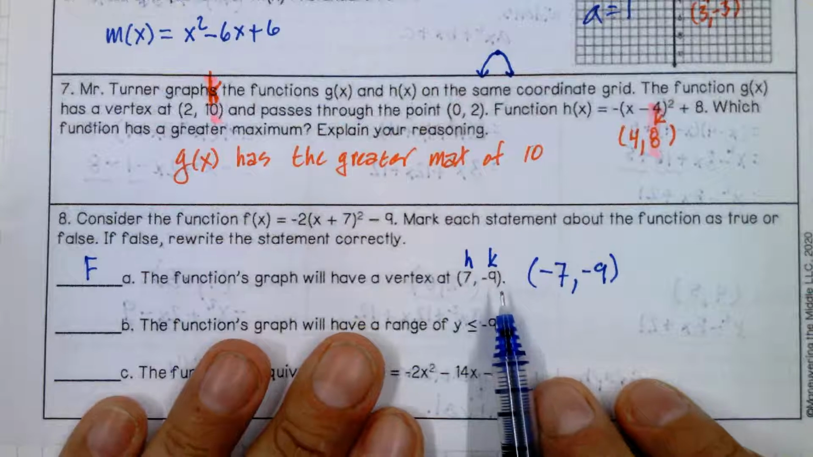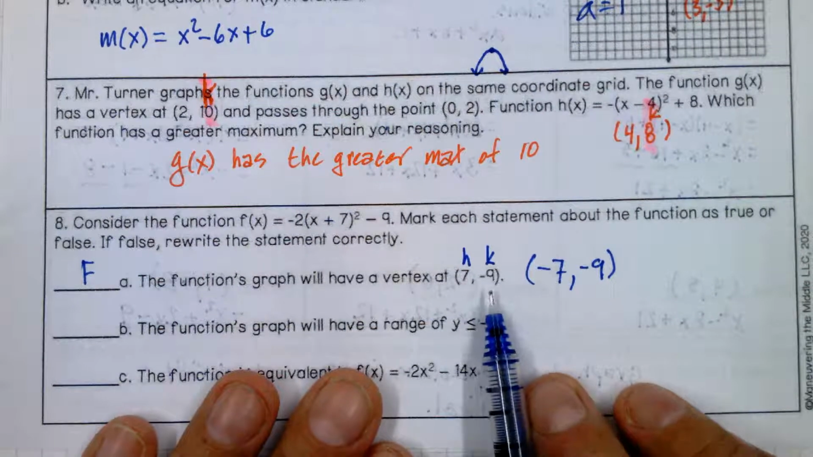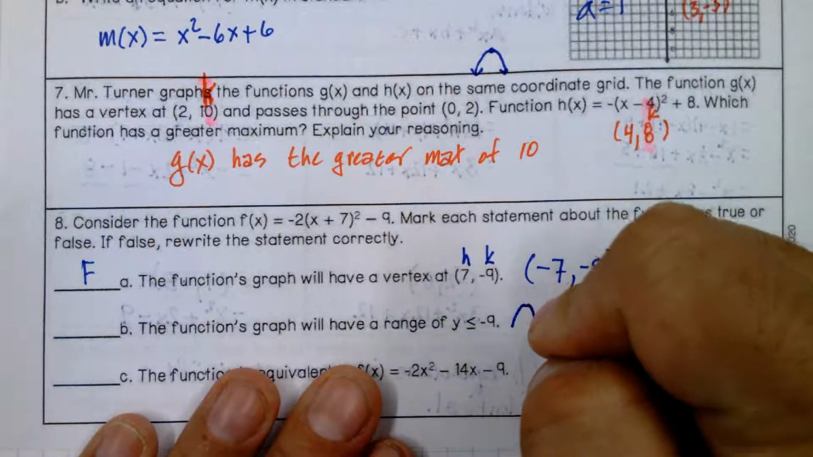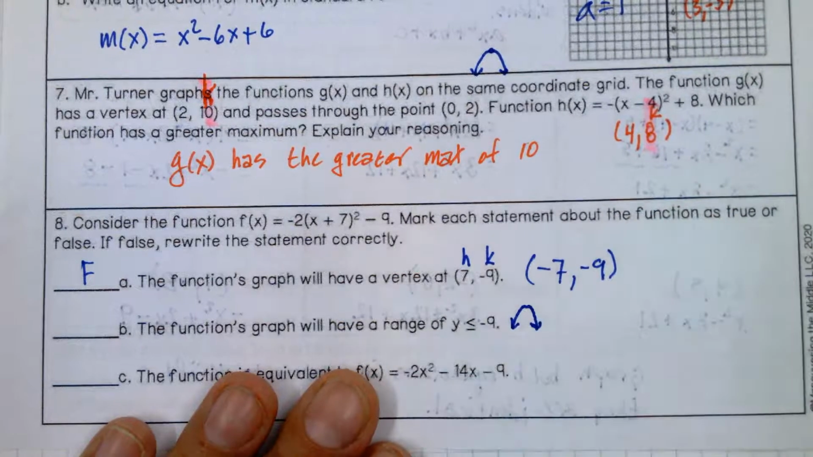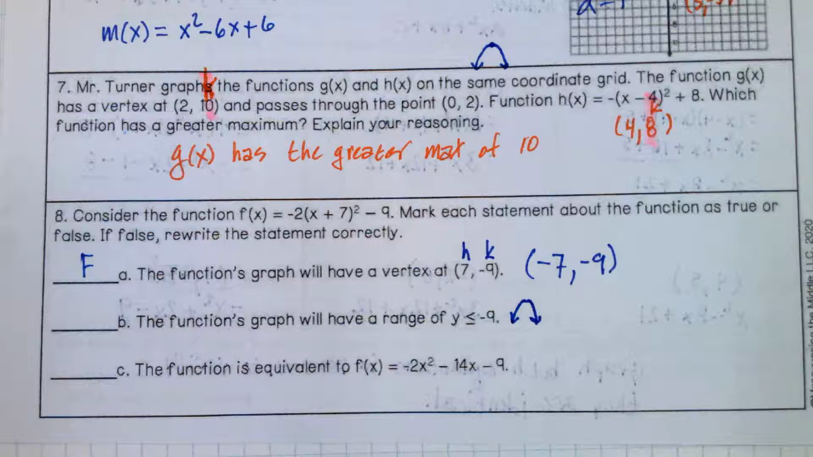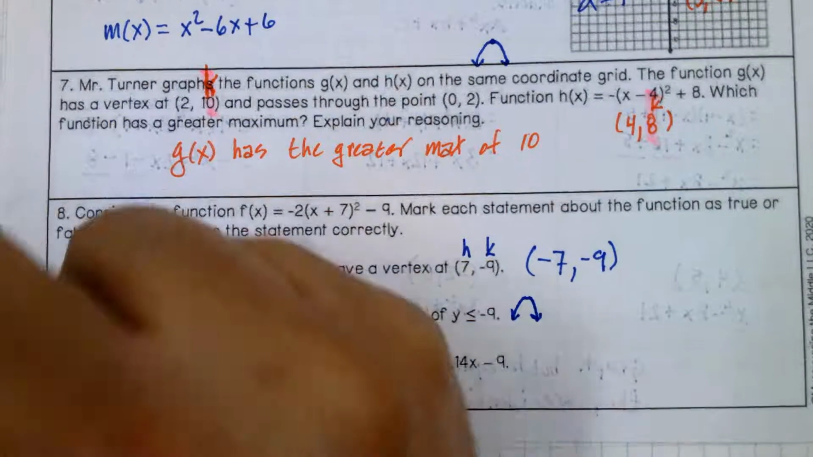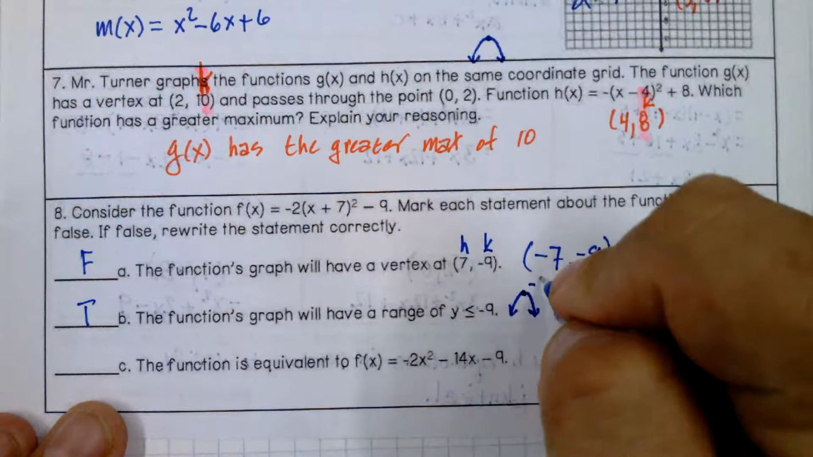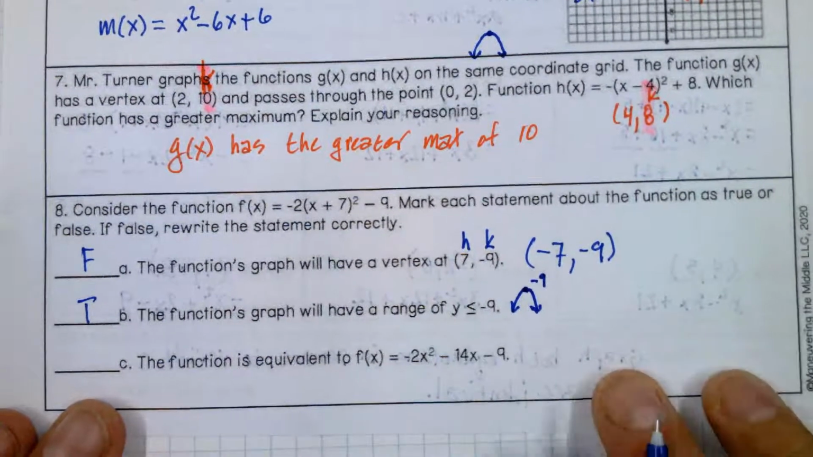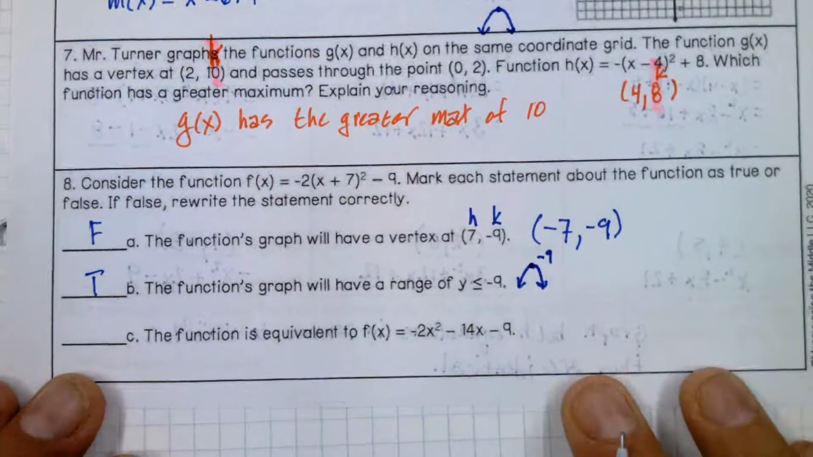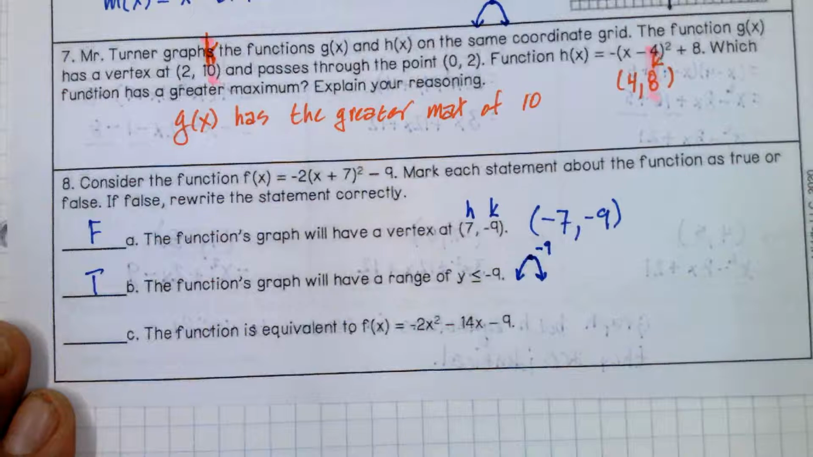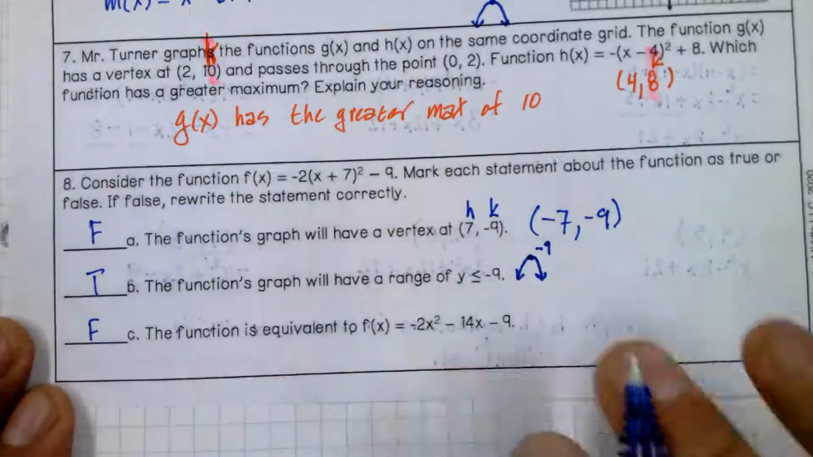Remember, this one's going to open down, right? It's going to open like this. Will the y value get any greater than negative 9? So this one's actually true. The maximum point is going to be at negative 9. Okay? And the function is equivalent to this. Turns out that this is false. Okay?